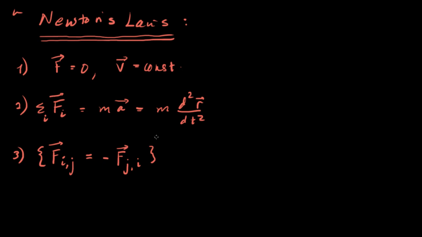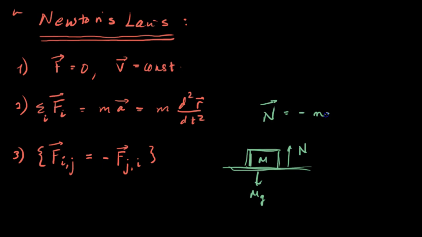It's going to apply when, let me choose a different color here, we have a table or something, and we have a box on the table. The box has some kind of mass m. Obviously, it's going to exert a force of mg, that's its gravitational weight. But then there's also going to be a force upward, which is the normal force, and it's going to be equal and opposite. So N is going to be negative mg. That's Newton's third law at work right there.